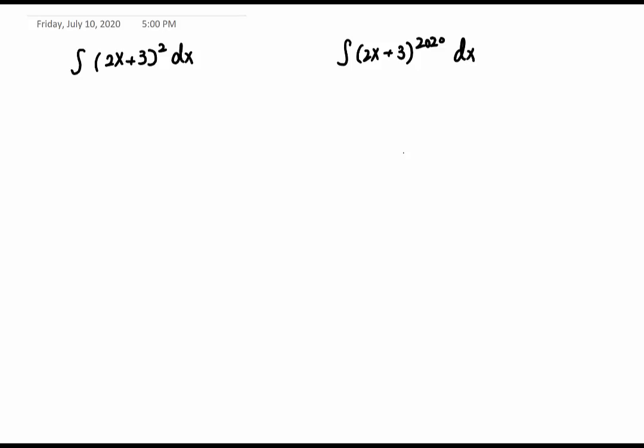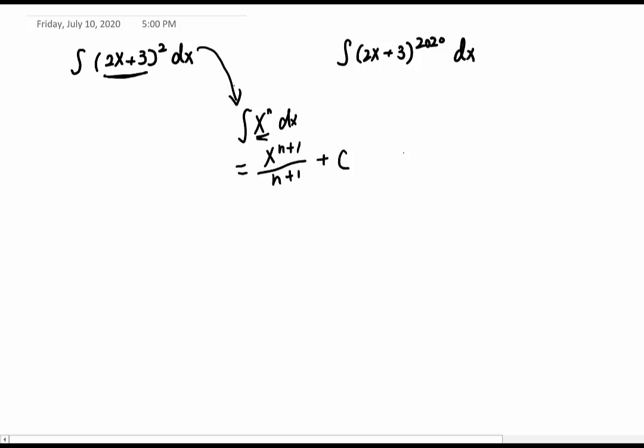Since I have a square, I may think I want to use the basic integration method, which is when we have x to the nth power, where n is not negative 1, so we can follow the formula to get x to the n plus 1 over n plus 1 plus c. In order to use this, our base must be x. However, our base from our problem is 2x plus 3. We are not able to use the integral of x to the n dx formula right away.